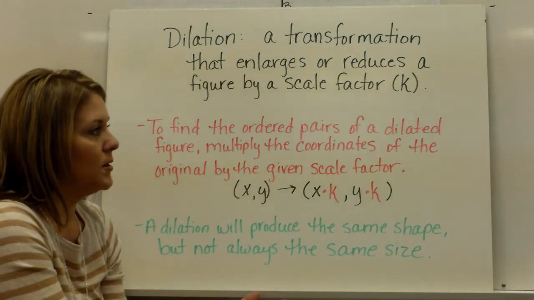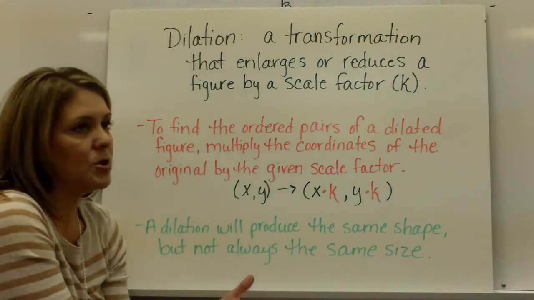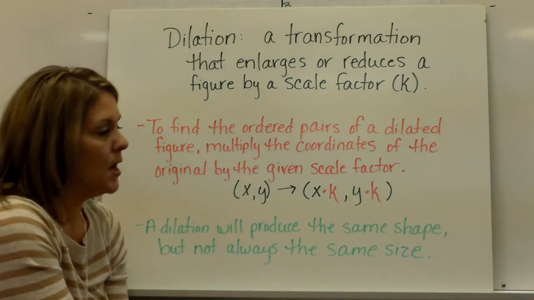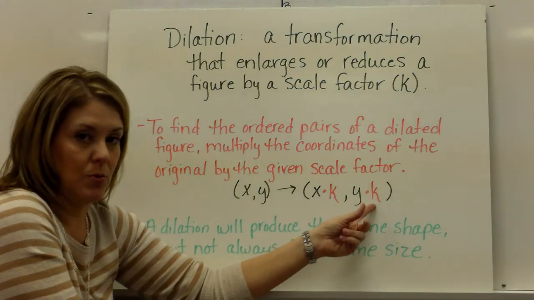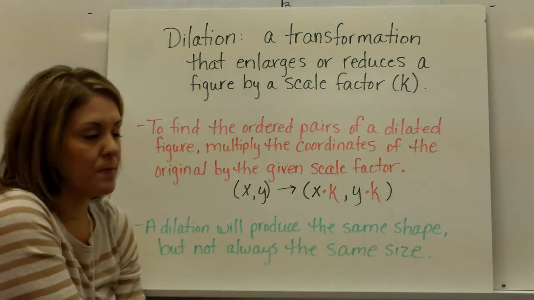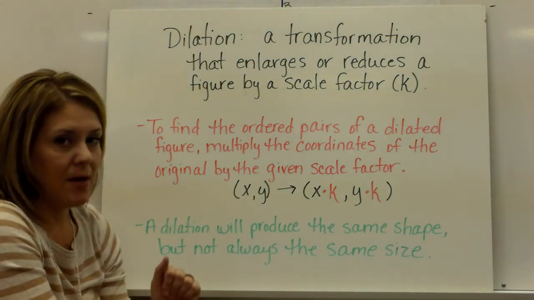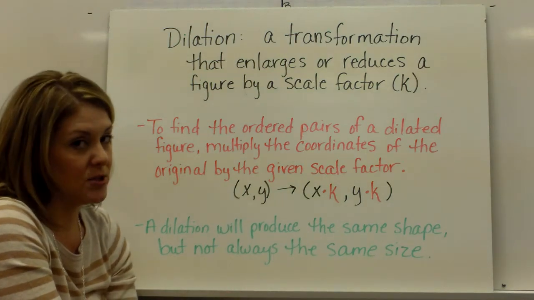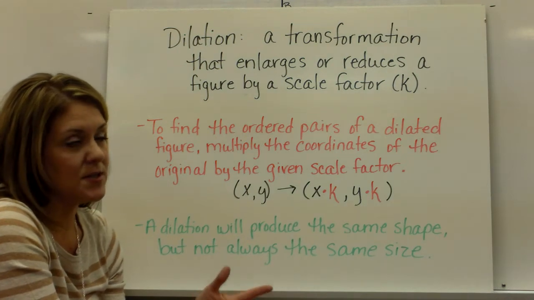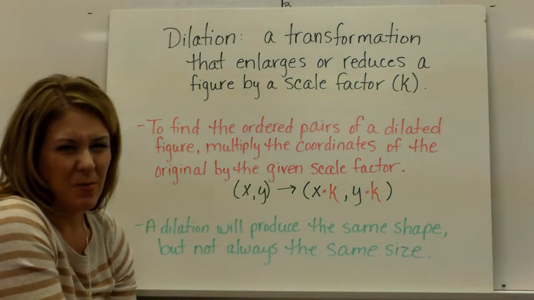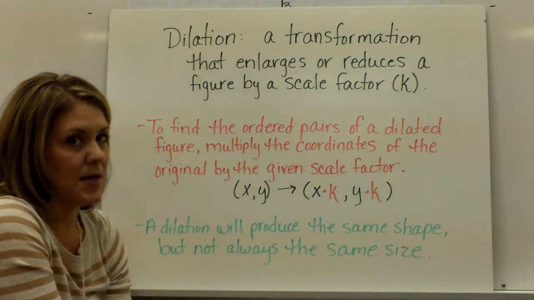So for instance, if I wanted to dilate my figure by a scale factor of 2, essentially what we're doing is we're making it 2 times bigger. So I'm going to be multiplying the x by 2 and the y by 2 to give us our new ordered pair. A dilation will produce the same shape, but now, different from translations, rotations, and reflections, they are not going to be the same size. And you'll see a situation where it can, but that doesn't come up a lot. So what we're looking at now is the same shape, but not necessarily the same size.